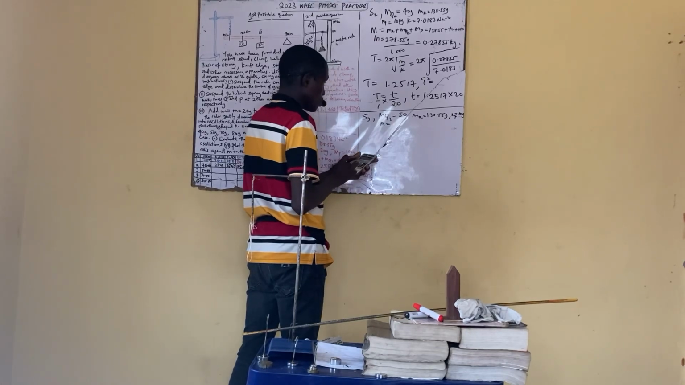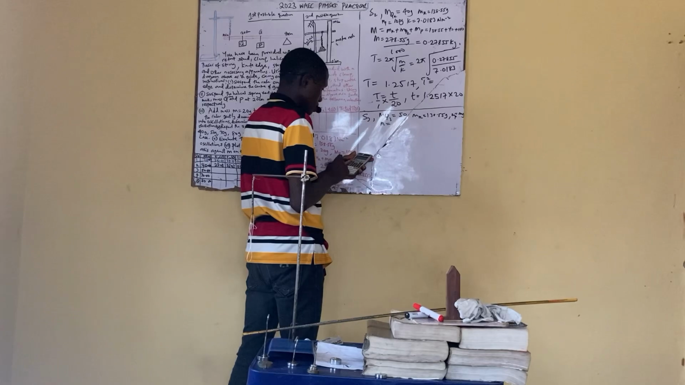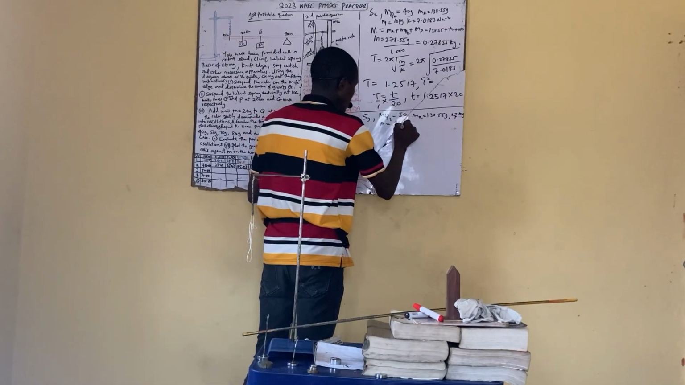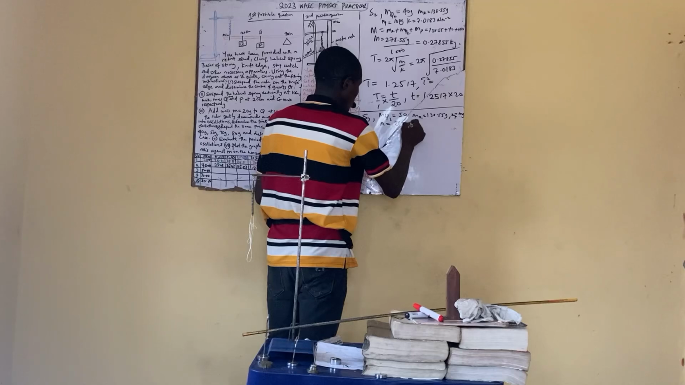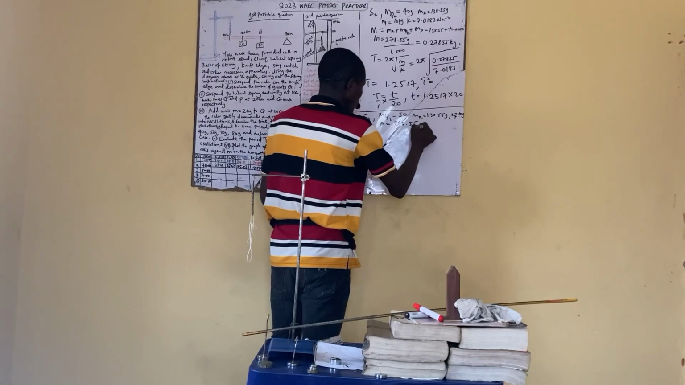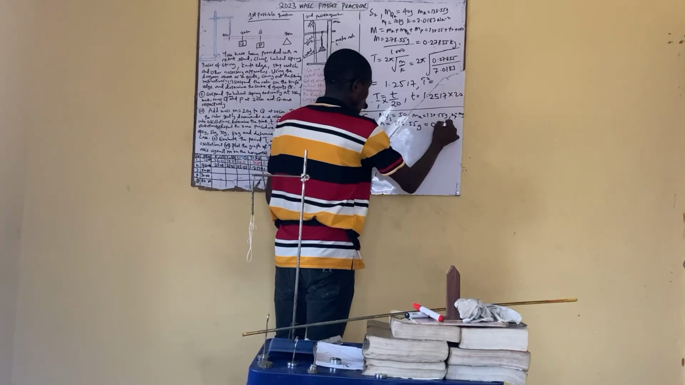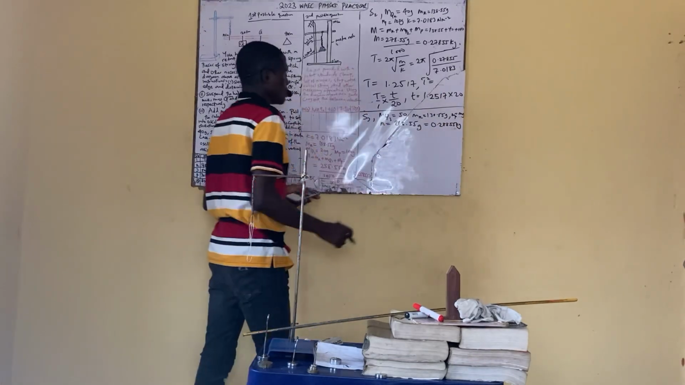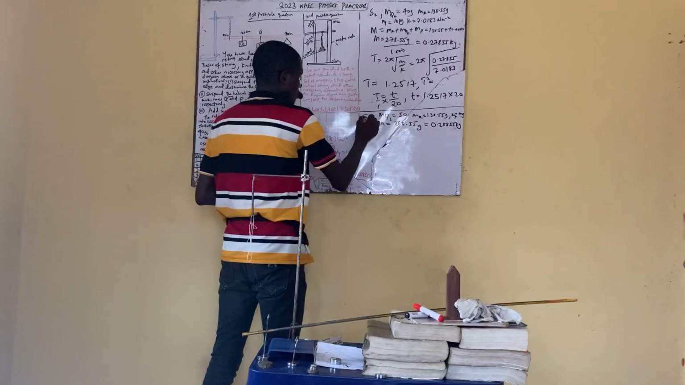Sorry. So 50 plus 138.55 plus 100. So this is 288.55 grams. Divided by 1000 is going to be 0.28855 kilogram. So with this now, I'm doing the third one, which is serial number 3.